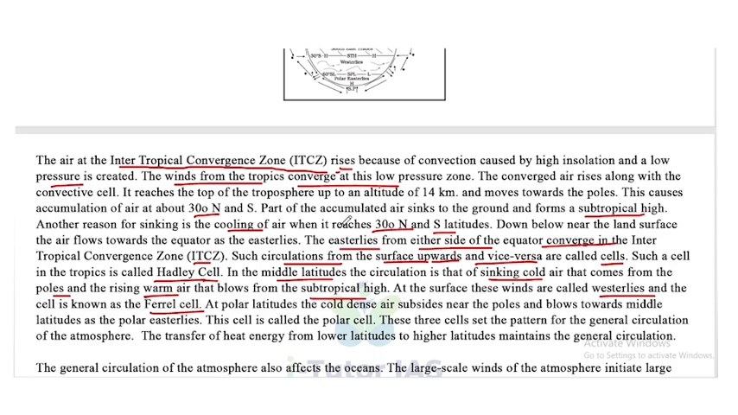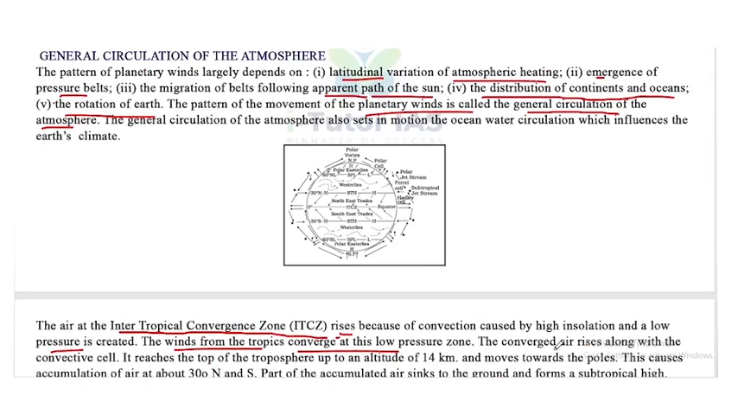Now, at polar latitudes the cold dense air subsides near the poles and blows towards the middle latitudes as the polar easterlies, and this cell is called a polar cell. These three cells set the pattern for the general circulation of the atmosphere. The transfer of heat energy from the lower latitudes to higher latitudes maintains the general circulation. Look at this picture. You can see the Hadley cell, Ferrel cell, and polar cell.